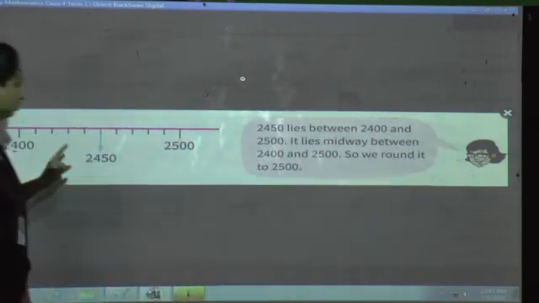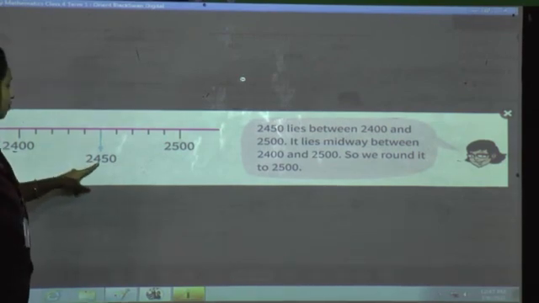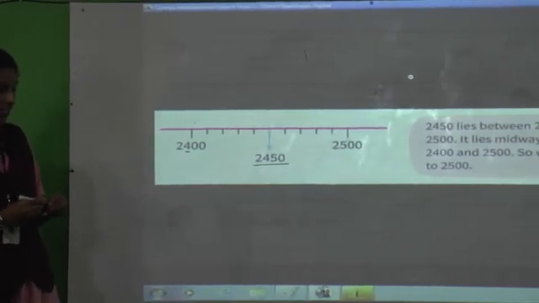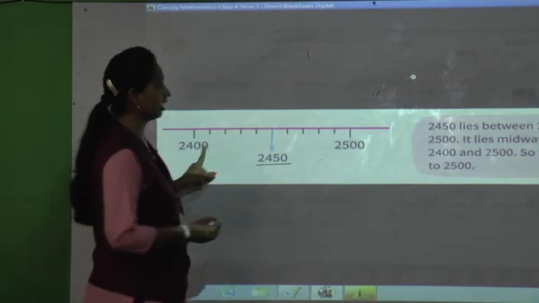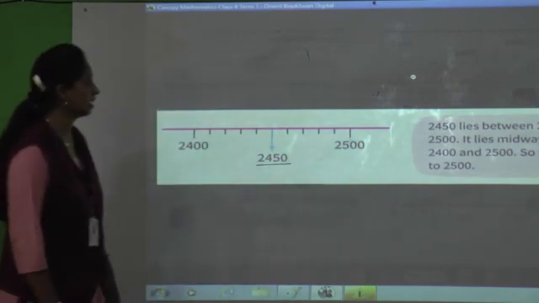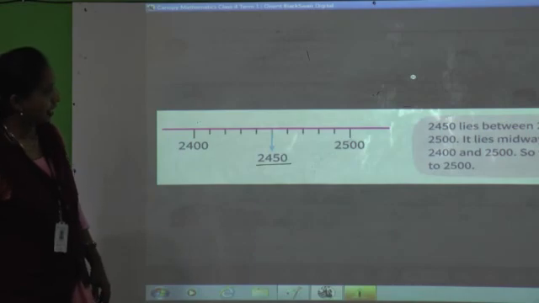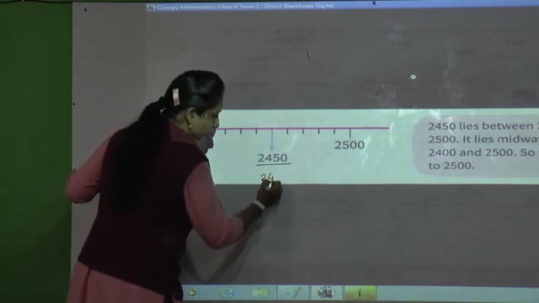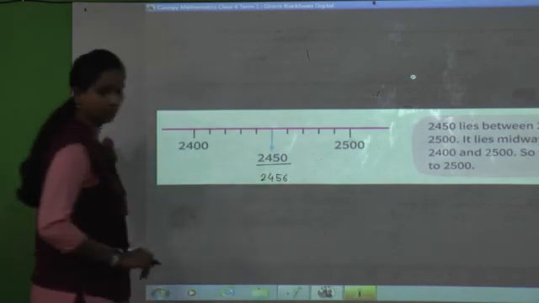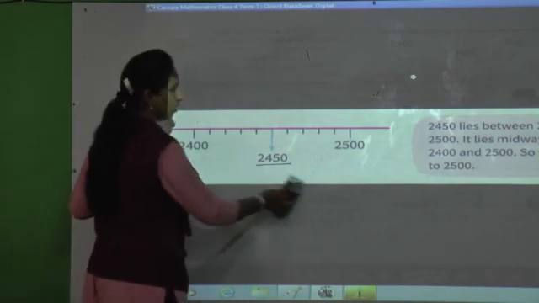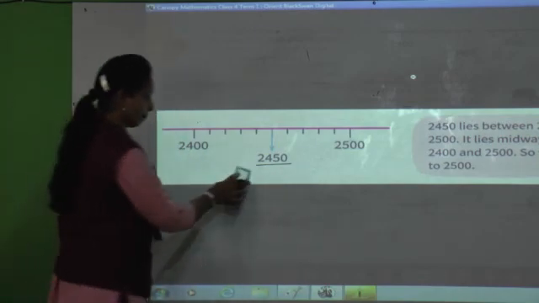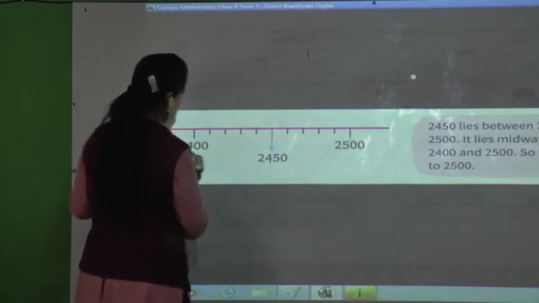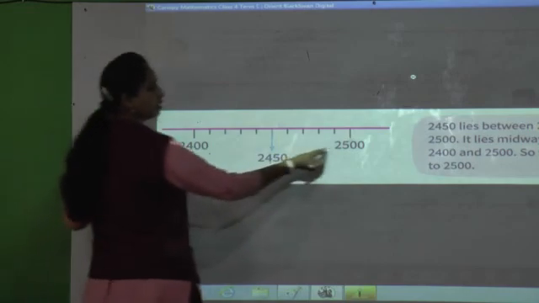The third example, the question is 2450. Now we have to find out that 2450 lies between 2400 and 2500. Same question like last time. Last question was what? They had given 2456. Now 2450. Let me tell you once again. On the 100 place, 4 is there, 400, so 2400. After 400 comes 500.